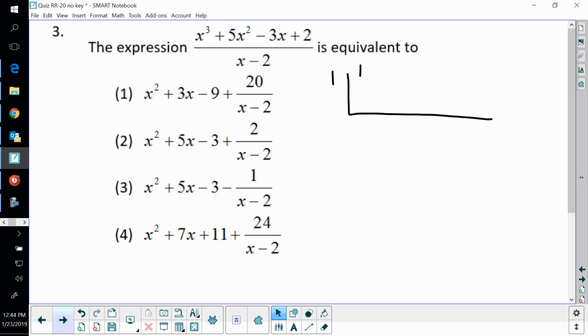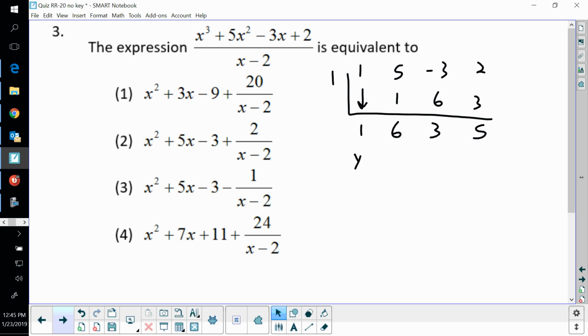Nothing's missing, so we'd have 1, 5, minus 3, and 2. Drop down the 1. We would multiply 1 with the 1 out front to get 1, and then add those to get 6. Multiply the 6 and the 1 out front to get 6, add them to get 3. Multiply the 3 and the 1 out front to get 3, add them to get 5. Our answer is always 1 degree less than we started with.